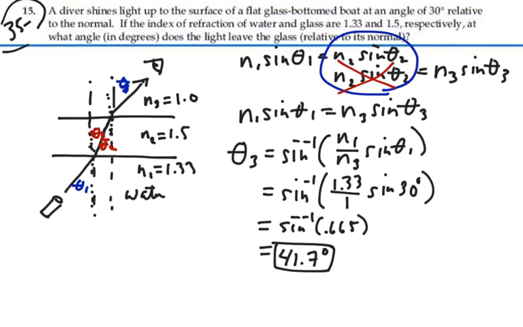So the angle that the ray leaves the glass with into the air of the boat is 41.7 degrees.